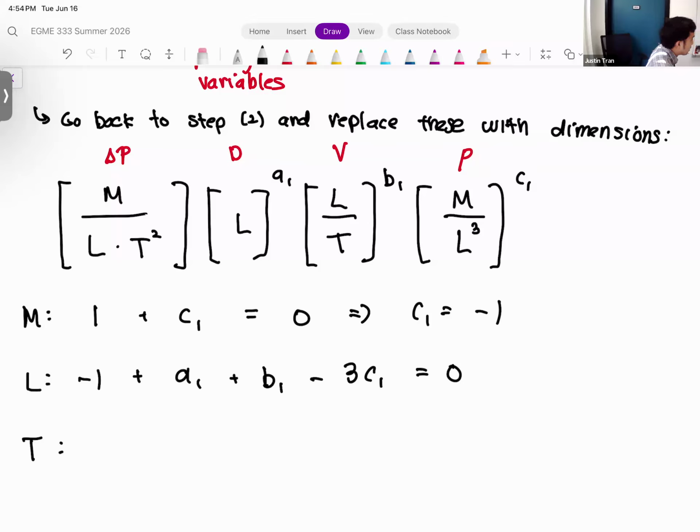So we do have to combine that with our time equation. Let's do the same thing for time. We look at the contribution from the pressure: we have time in the denominator, raised to the second power, so that's a -2 contribution from the pressure. The only other repeating variable that has time is our velocity, which is in the denominator with an exponent of 1. So this is a -B1 here, and that has to equal 0.